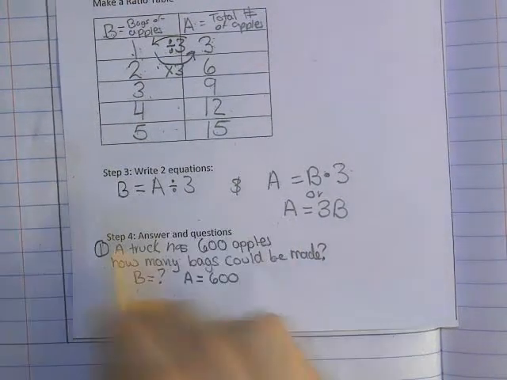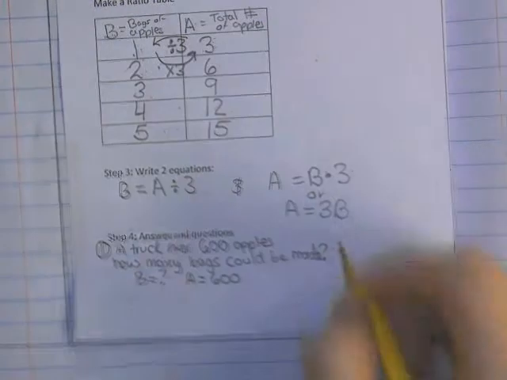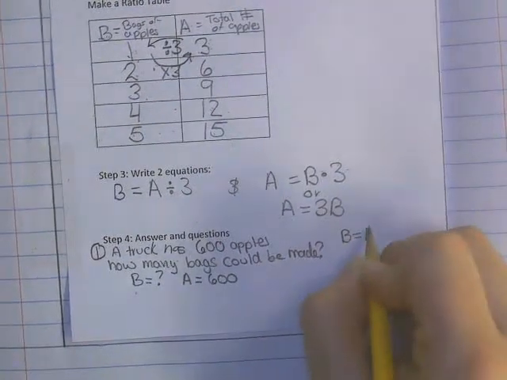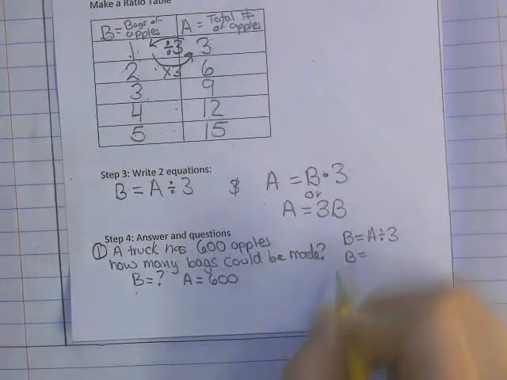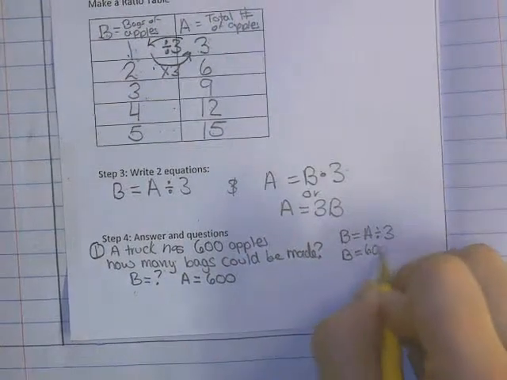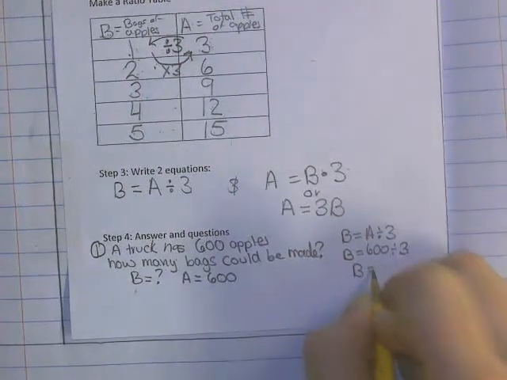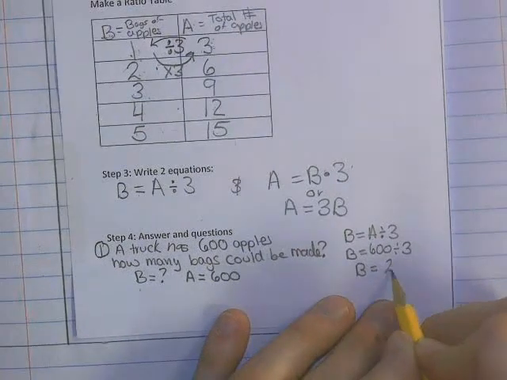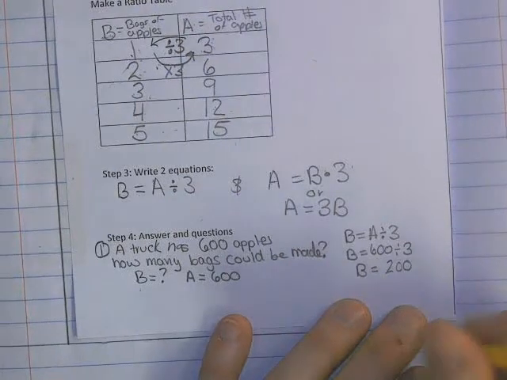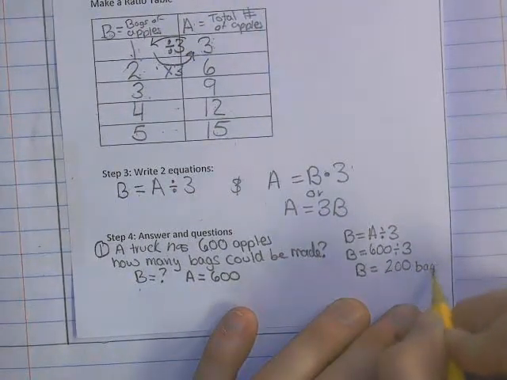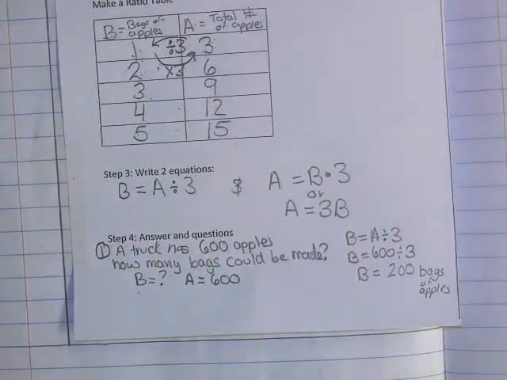So which one of these equations do I want to use? Yeah, we want to find out what B is, so we use B equals A divided by 3. So B equals, now I'm going to substitute, 600 divided by 3. So B would equal 200, but 200 what? Bags, not apples, bags of apples. Right?